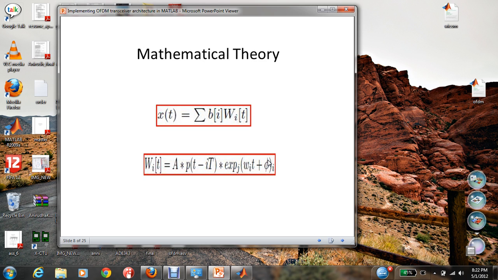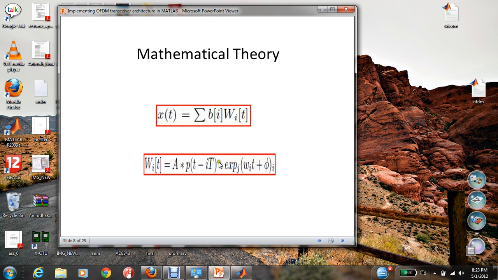Say XT is the final transmitted data, and BI is basically, this is sigma, because we're doing the modulation. So sigma of BI with WIT, and BI is the individual number of symbols that is being transmitted, and it's modulated with WIT, where WIT forms of A, which is A and P of T minus I of capital T, multiplied by the exponential format.